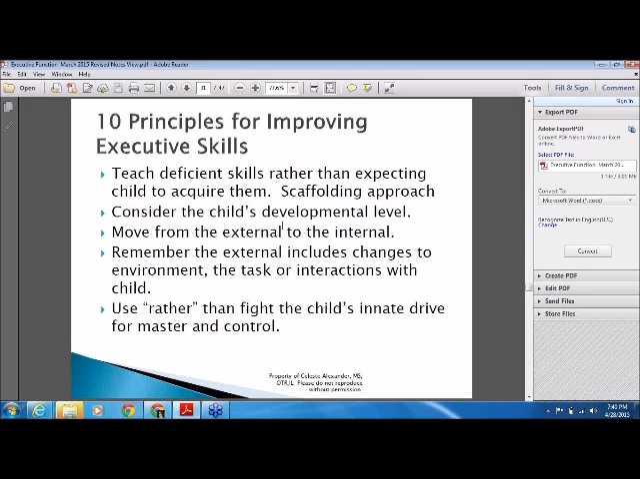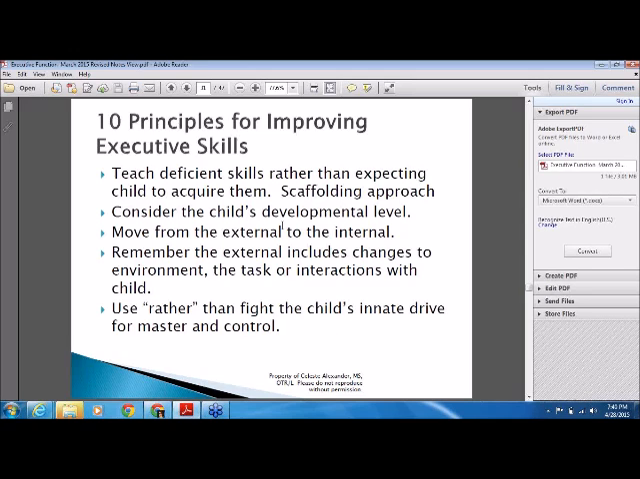I have personally also done some work with Dr. Jeff Jones here in Atlanta, who has worked with children with executive function difficulties for probably 30 years. And that was one of the words that just automatically came out of his mouth: using a scaffolding approach. The second bullet, considering the child's developmental level, again, as OTs, I think that's just natural and innate. We do that all the time.